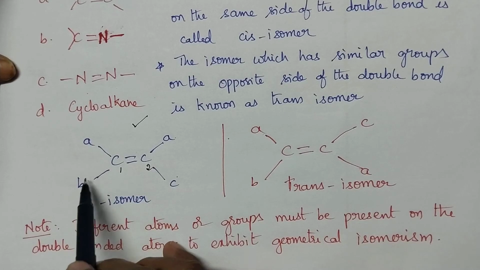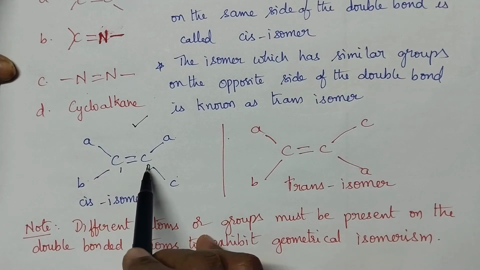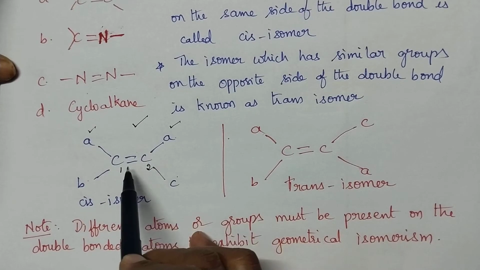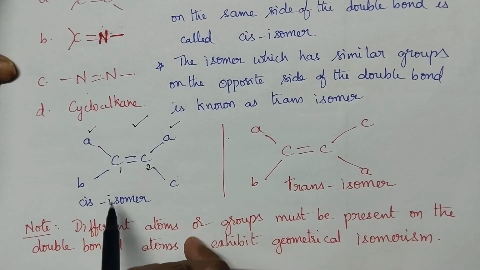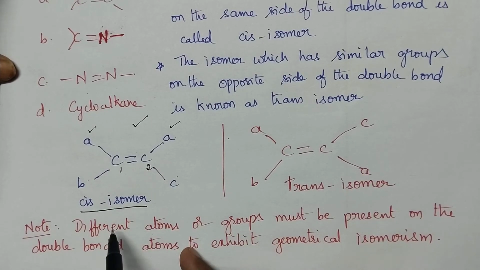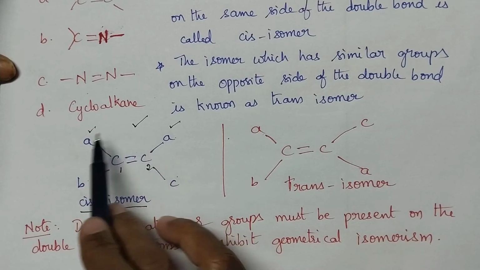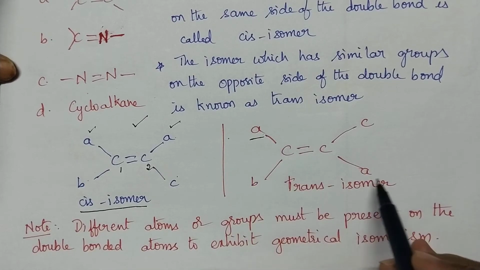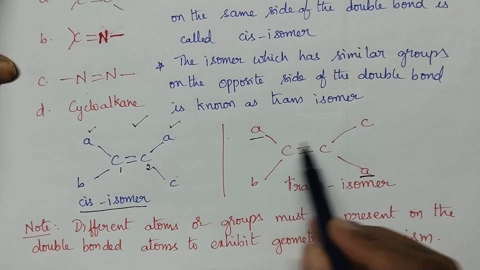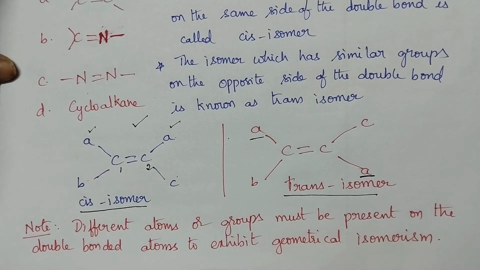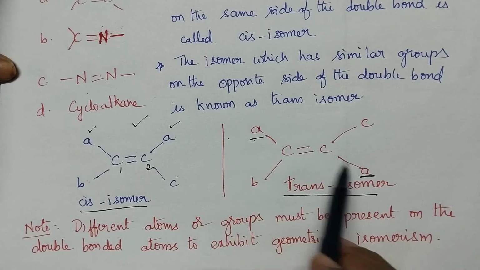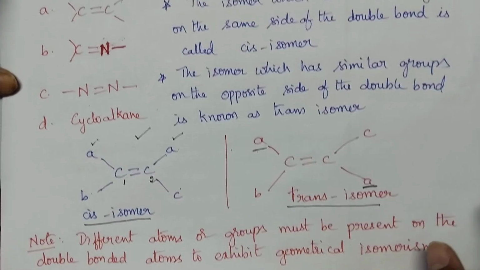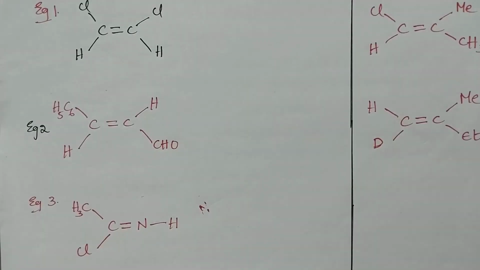In this example, different atoms are attached on the first carbon atom, and also on the second carbon atom, different atoms are attached. If the similar groups or atoms are present on the same side of the double bond, the corresponding isomer is called the cis isomer. Clear? If the similar groups are present on the opposite side of the double bond, the corresponding isomer is called the trans isomer. Students, is it clear about the geometrical isomerism?